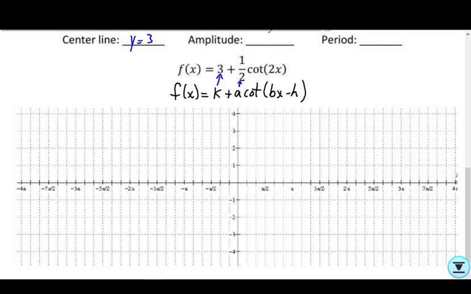This is my amplitude. Well, cotangent doesn't have an amplitude, that's my vertical stretch. It doesn't have an amplitude like sine and cosine do. This is b, which might change in period. So my period equation is 2 pi over b, and in this case b is 2, so this is 2 pi over 2, which is pi. So we have a horizontal compression here. Okay, and we have no shift.